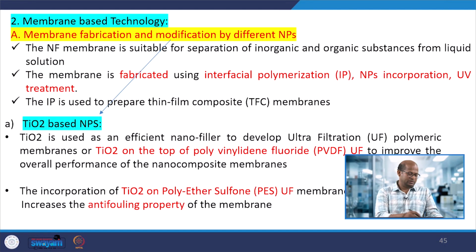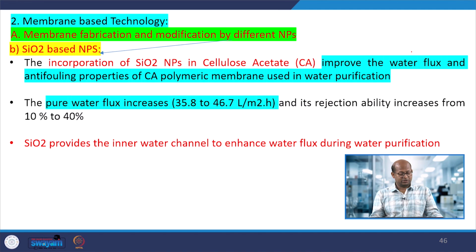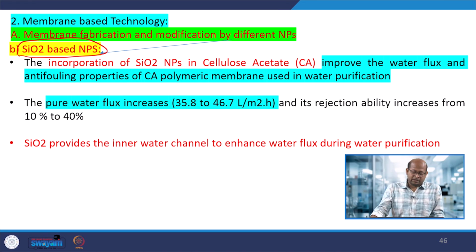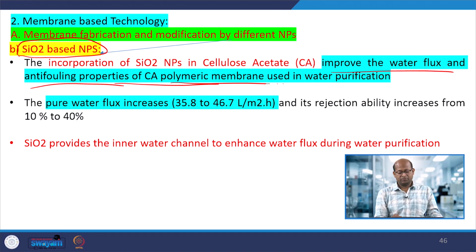So here, TiO2-based membranes, that means TiO2 nanoparticles, are used for the modification or fabrication of the membrane. Once it is fabricated, it can be used for separation of contaminants present in wastewater, organic or inorganic substances, which can be removed easily. Similarly, silicon dioxide nanoparticles incorporated in the membranes can increase the water flux and anti-fouling properties of polymeric membranes used for wastewater treatments.